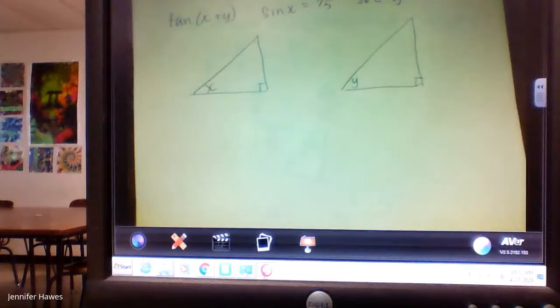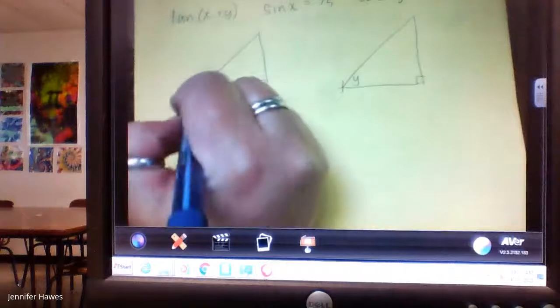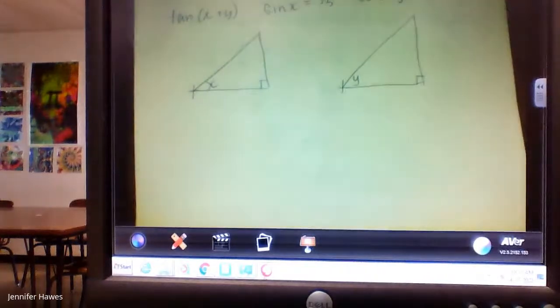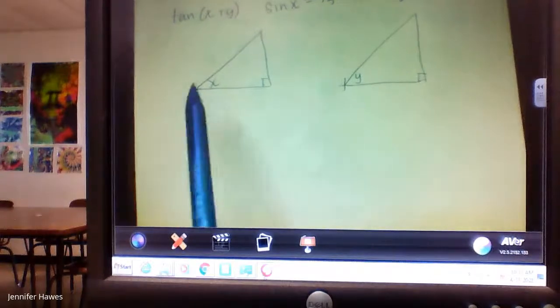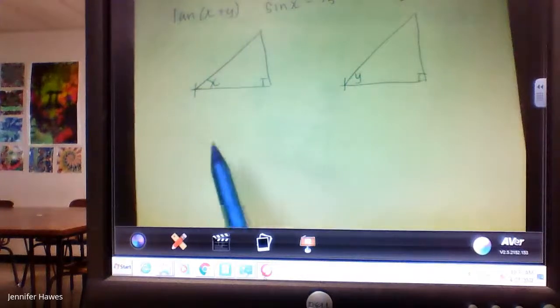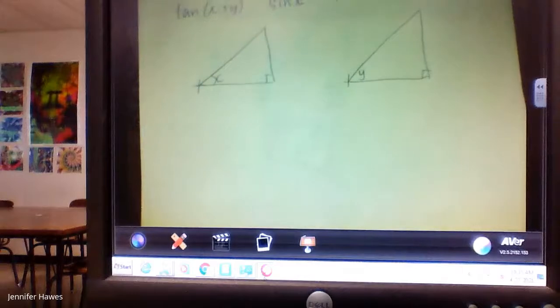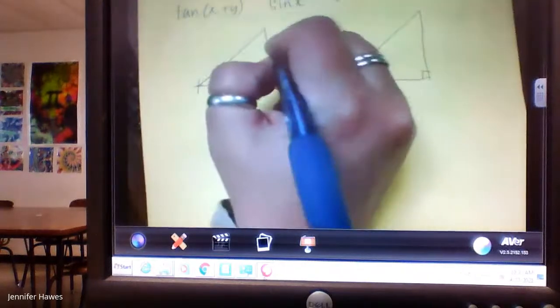Okay. But like I said, I put them in the first quadrant, but they could put them anywhere. So I just kind of draw them where they would be. So I know if I go back, it's negative. If I go down, it's a negative. Okay, so sine of x is 4/5. Where am I going to put the 4? Where am I going to put the 5? 4 opposite 5.